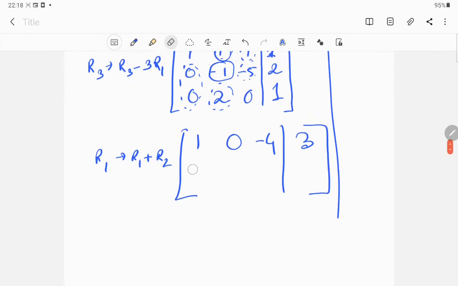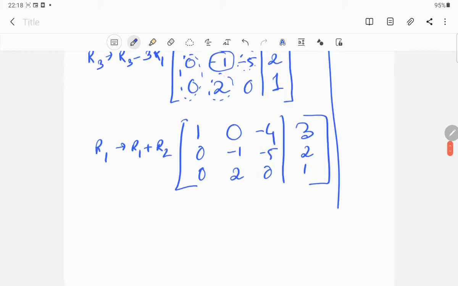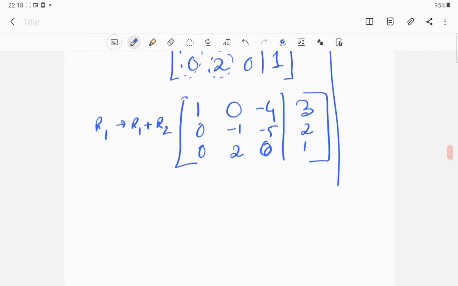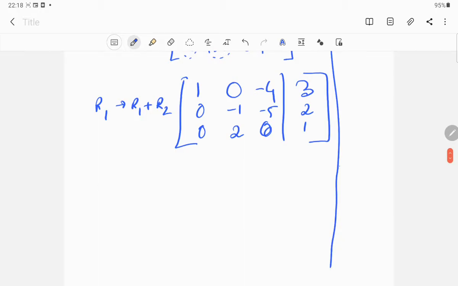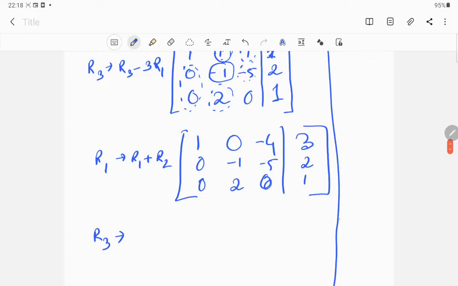So next thing, 0, minus 1, minus 5, 2, 0, 2, 0, 1. Next, what is the step that we can be doing is, let us do something like this: R3 goes to R3 plus 2 R2. Okay, if you do like that, then what will happen?